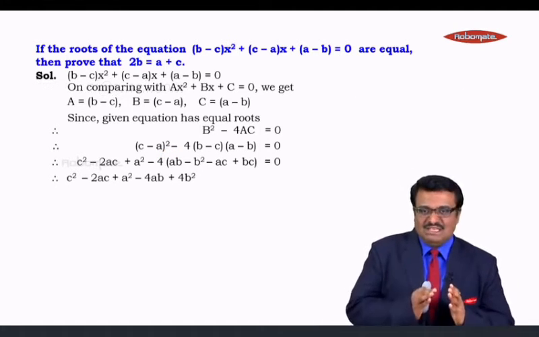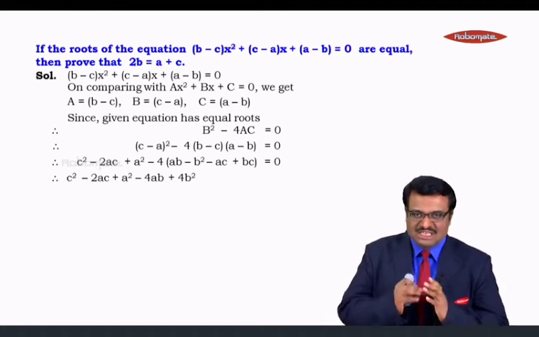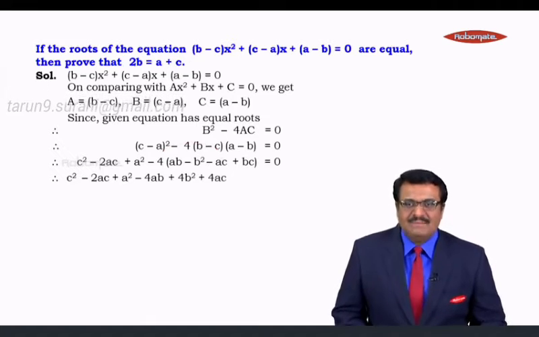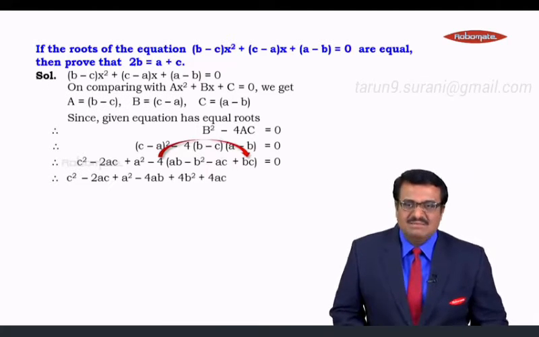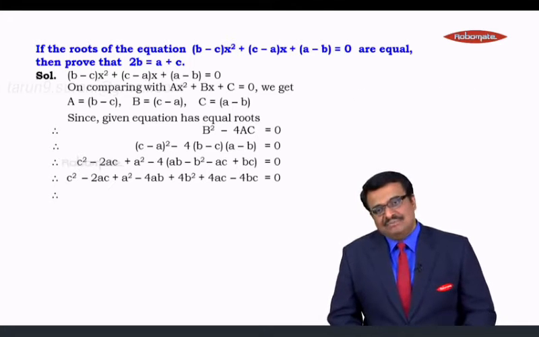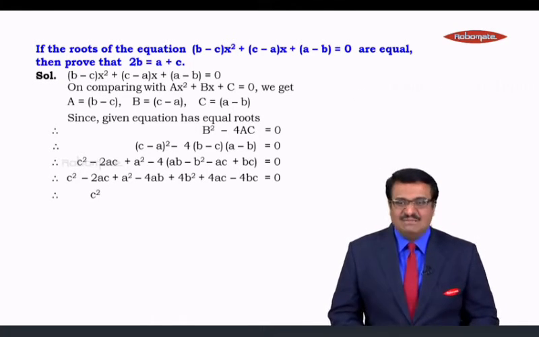Minus 4 into minus b square becomes minus into minus becomes plus 4b square. Minus 4 into minus ac becomes plus 4ac. Minus 4 into plus bc becomes minus 4bc is equal to 0. Alright. Now, let us add the like terms possible.